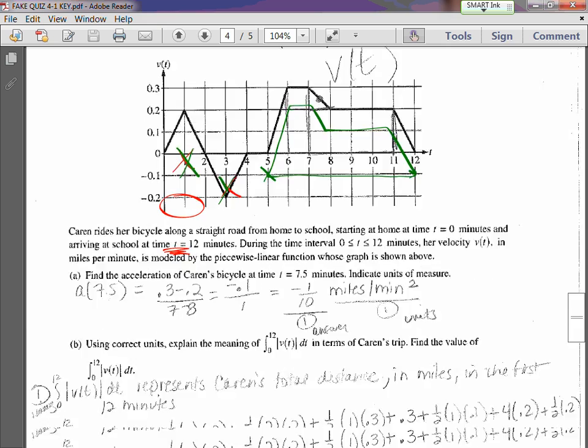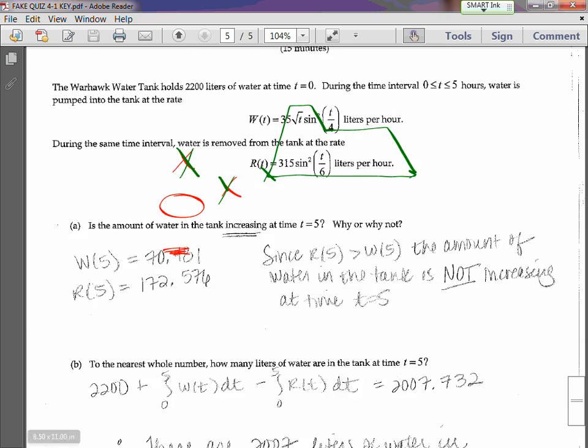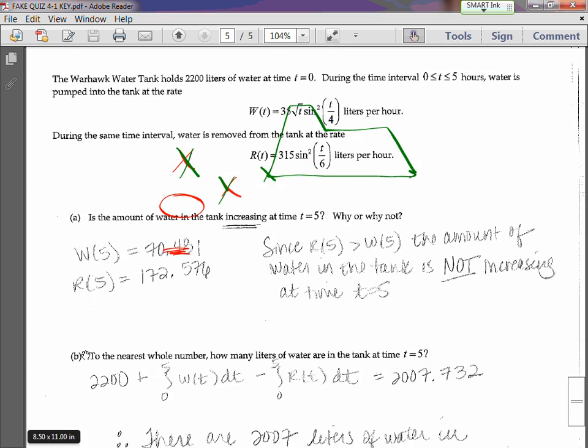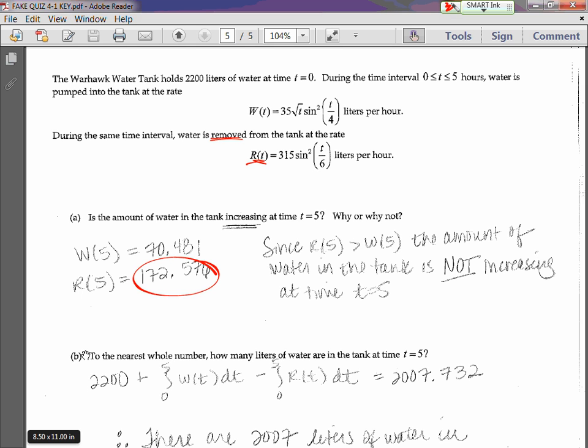Really not. All right. So then here we have our typical rate in, rate out. And they ask, is the amount of water in the tank increasing at a certain time? Well, I need to check my rate coming in at that time and my rate going out. I see that I have more leaving than is coming in. So the amount of water in the tank is actually decreasing. It's not increasing because my rate in is less than my rate out.